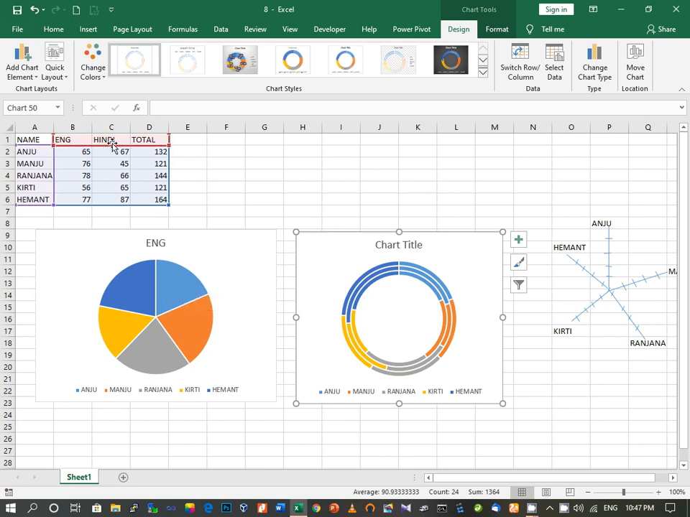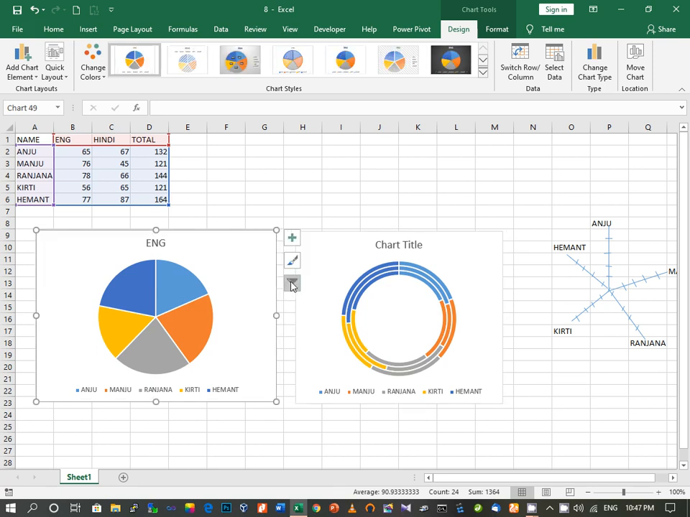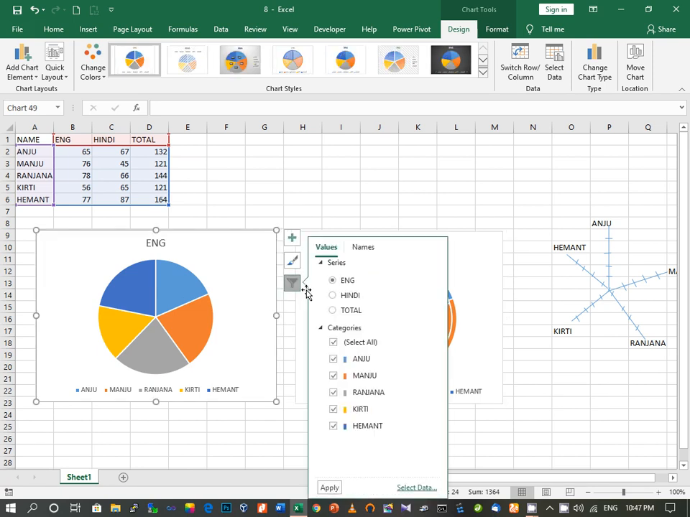Now if you want to see the relevant chart with respect to Hindi marks, we have a filter over here, and from the filter we have to choose Hindi and apply. Then this will represent how much percent, or what is the relative size of each mark in this circle. So this is for Hindi. Now if you select total here, click apply, then this is for the total marks.